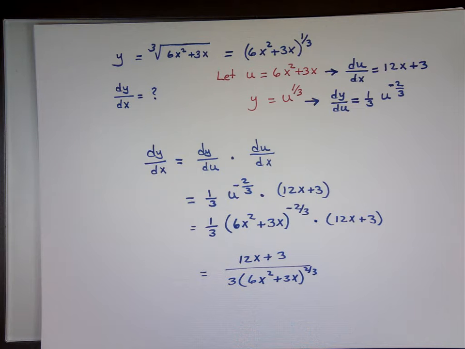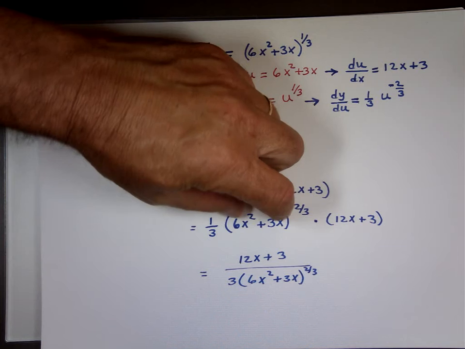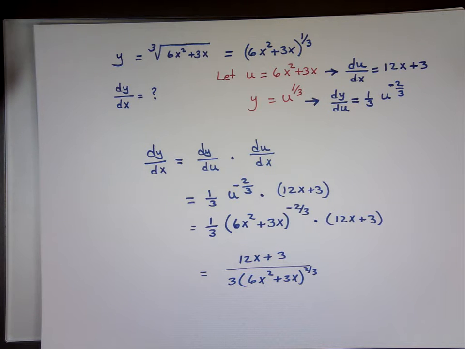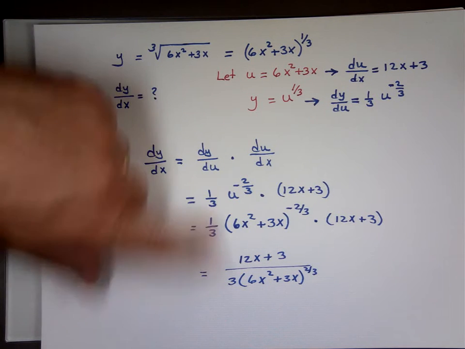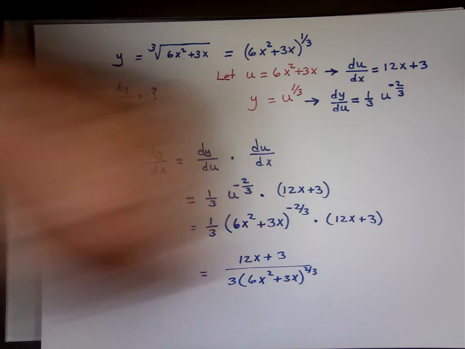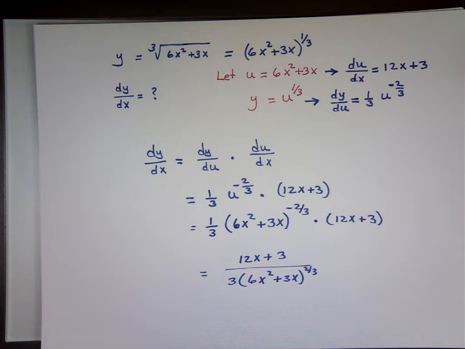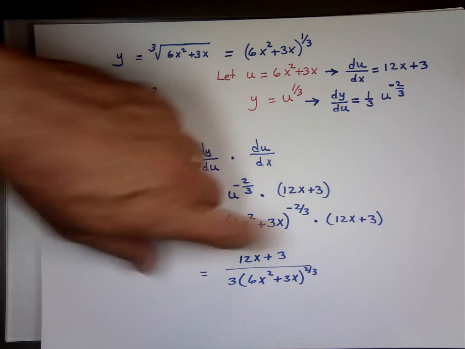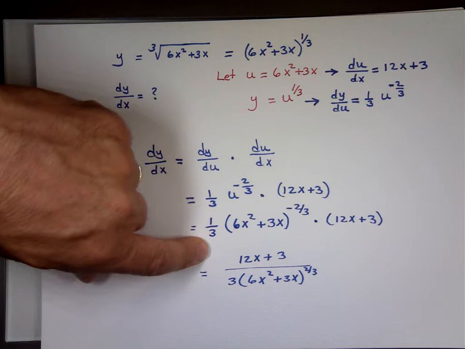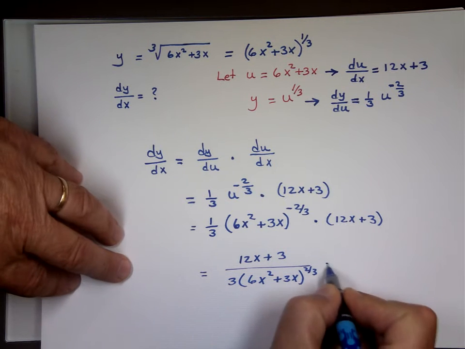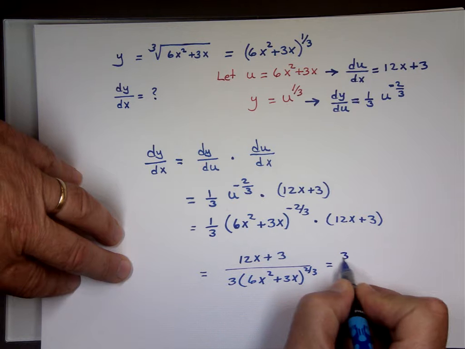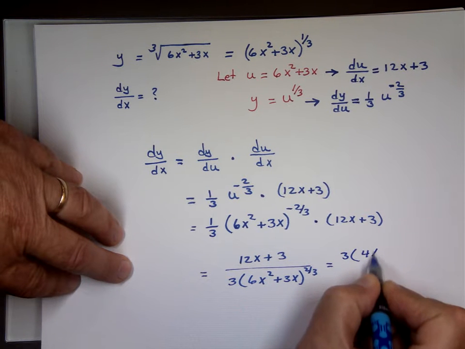It might look like this, if they don't want negative exponents. Because this comes to the bottom to make it positive exponents, two-thirds, the one-third, and this one on the top. I could actually factor 3 out of this, right? Notice if you factor 3 out of the top, you can cancel that 3. If you take a 3, you have what? 4x plus 1.